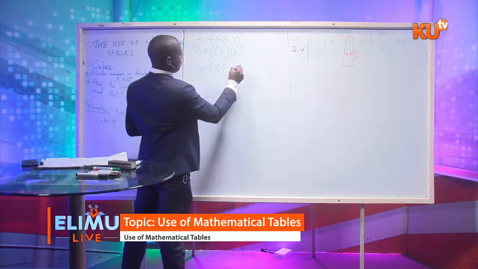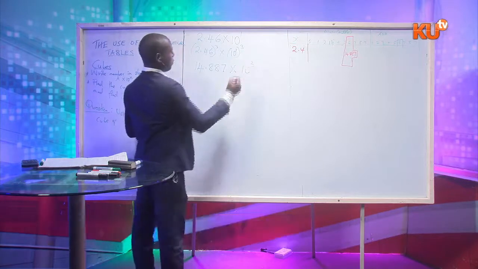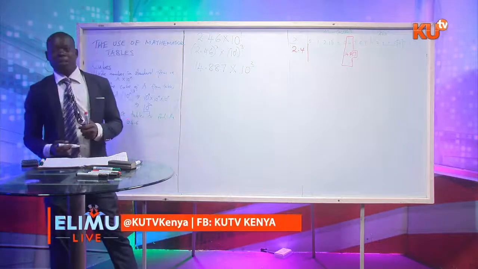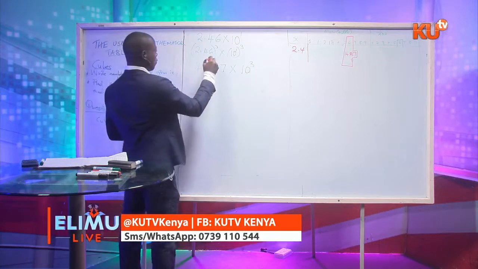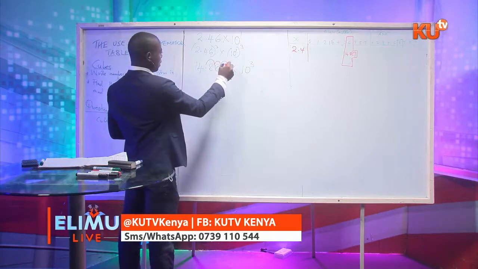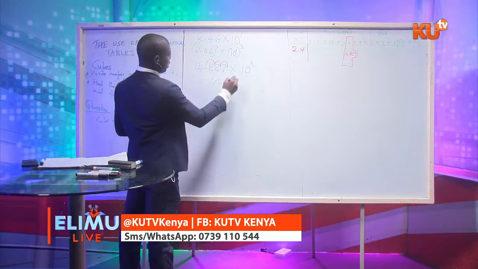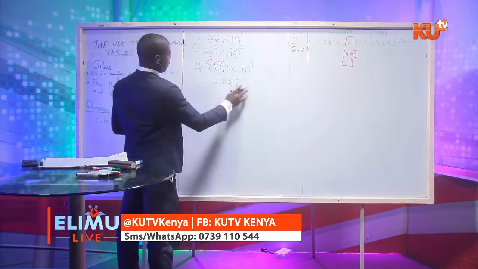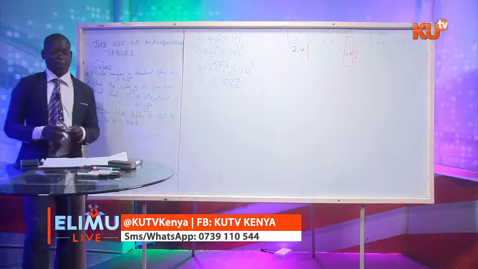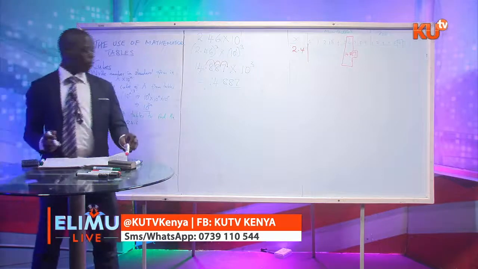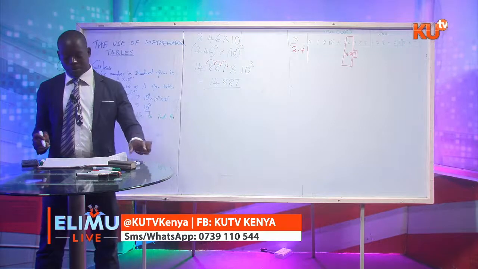14.887 times 10, so we multiply 1 by 3, power 3. That is positive 3, so it means you move the decimal 3 steps to the right. It will move 1, 2, and 3. So your solution becomes 14887, because the decimal has moved 3 steps to the right. That is the cube of 24.6 from mathematical table.